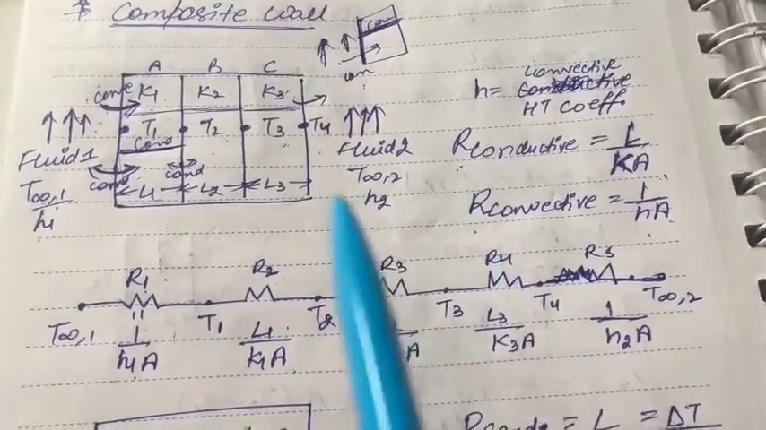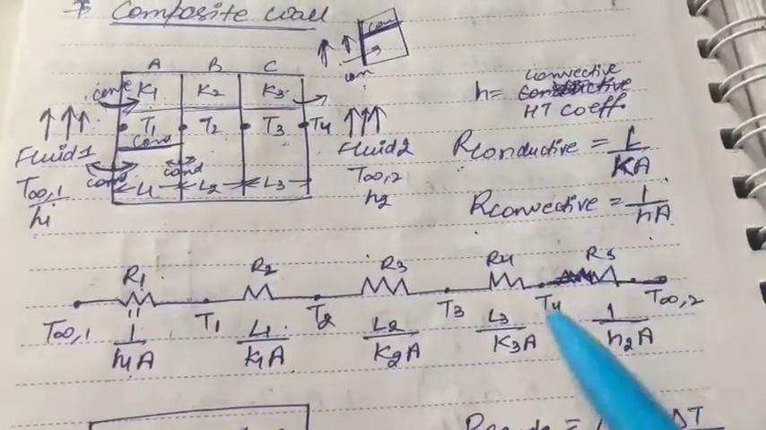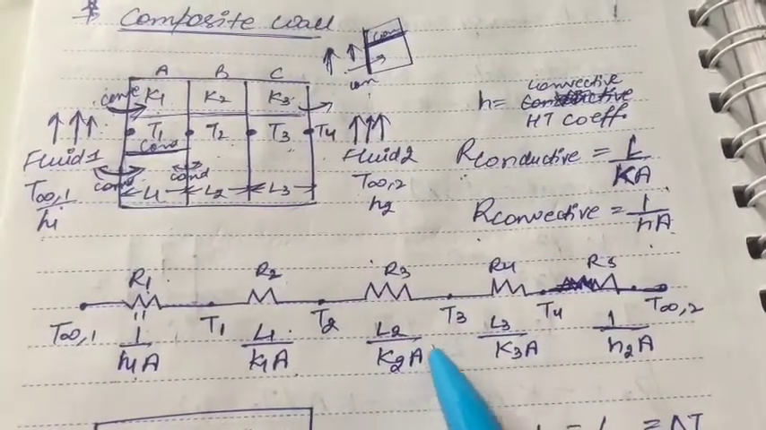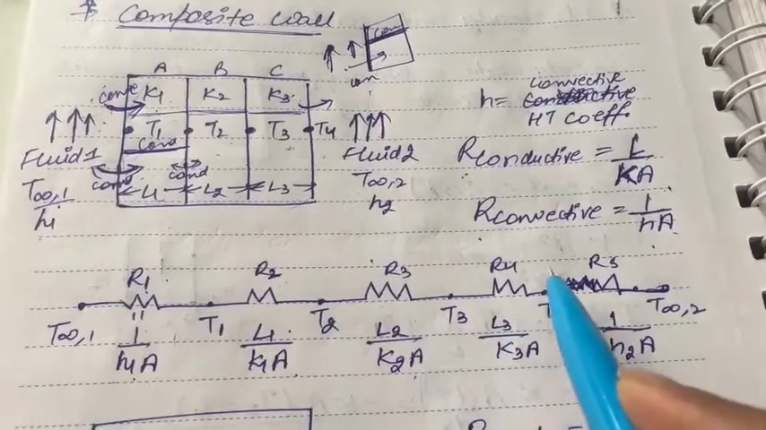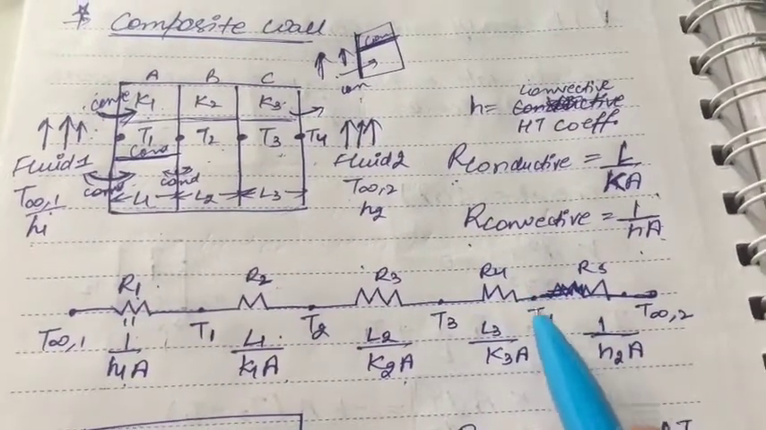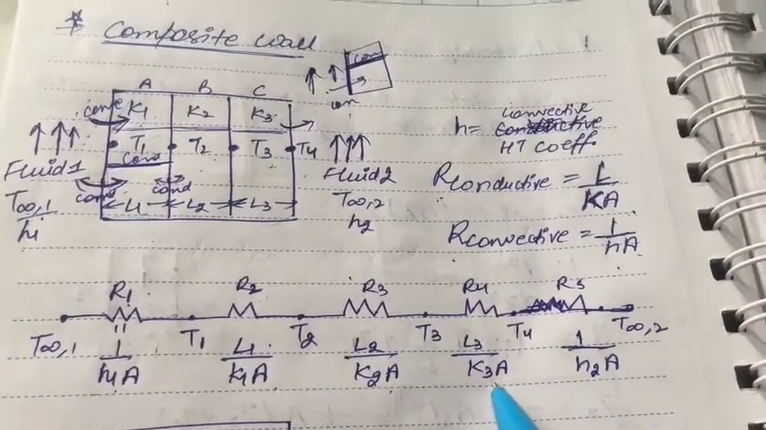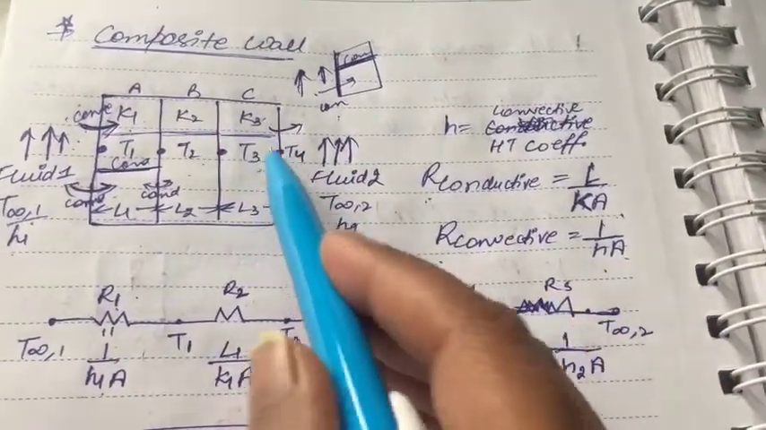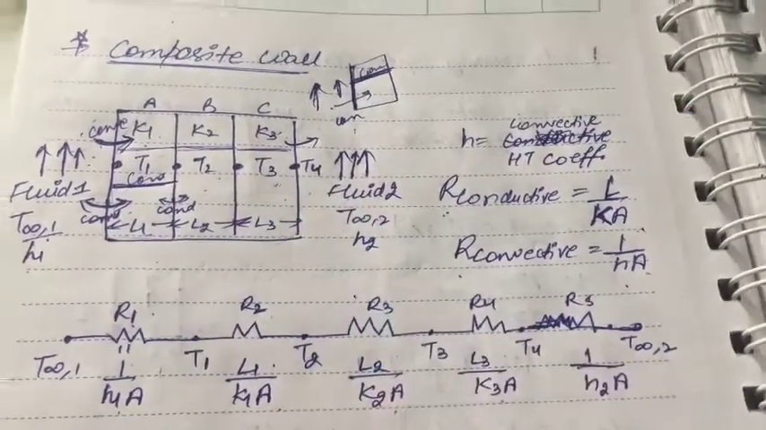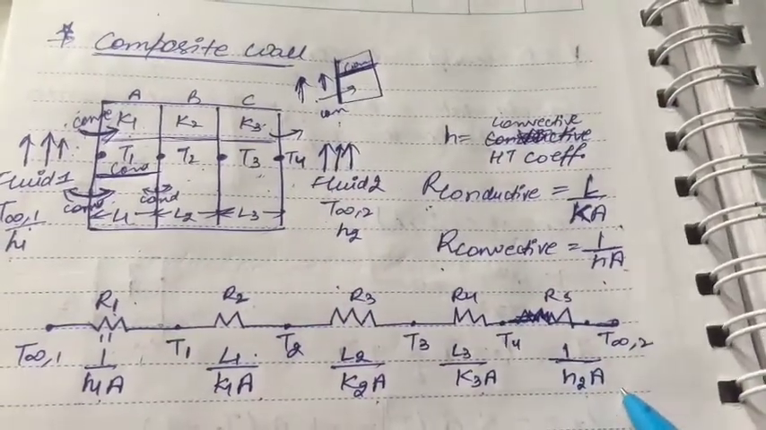Then for slab B, we again have conductive resistance, which is L2 by K2A. The same goes for slab 3, again conductive resistance L3 by K3A. Then between slab 3 and fluid 2, we have convective resistance, which is 1 by H2A.